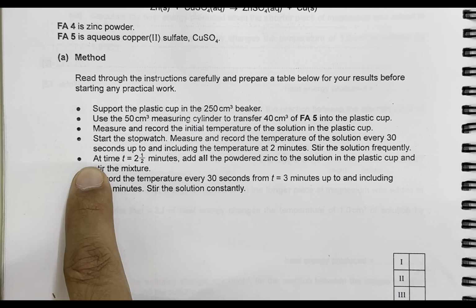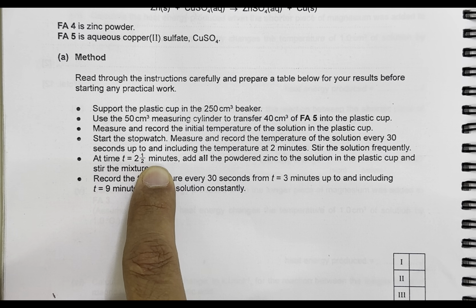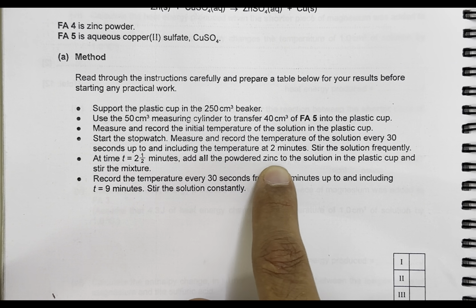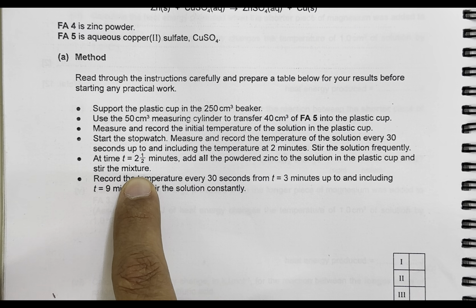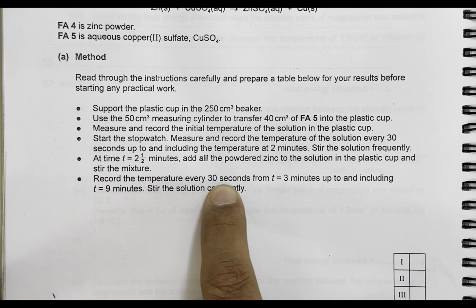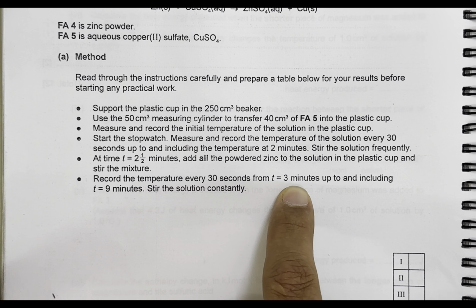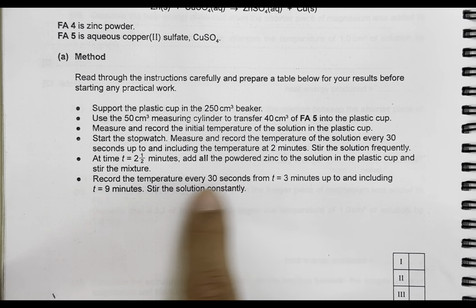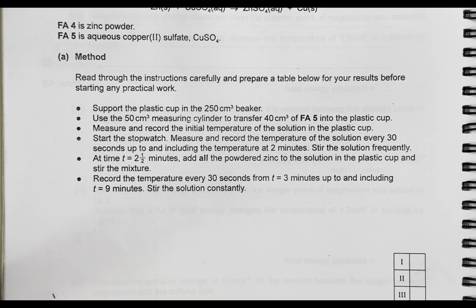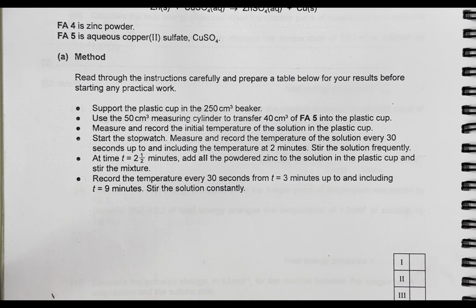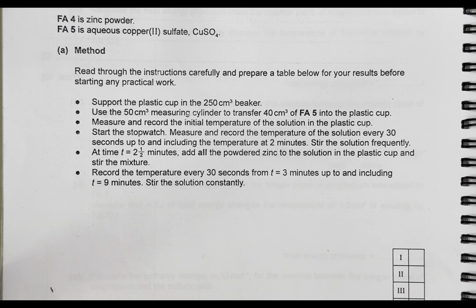Then at time 2.5 minutes, add all the powdered zinc to the solution in the plastic cup and stir the mixture. Record the temperature every 30 seconds from 3 minutes up to and including 9 minutes. Stir the solution constantly. Now, let's make a table where we will record that we have to observe our solution every 30 seconds up to 9 minutes. So let's prepare the table first.